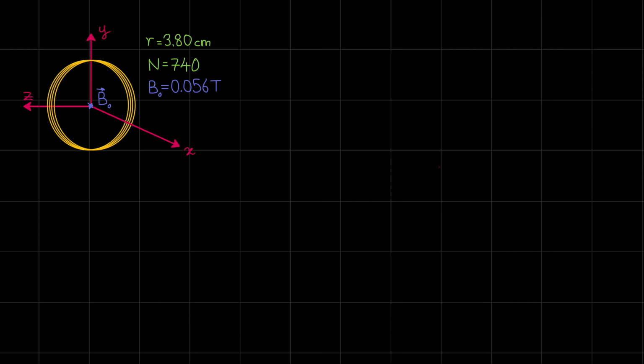A circular coil has 740 turns and its radius is 3.80 centimeters. What must be the current passing through the coil such that the magnitude of the magnetic field at the center of the coil is equal to 0.057 Tesla?